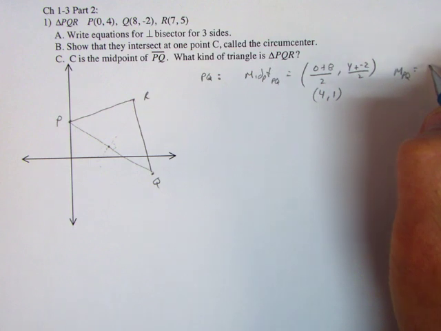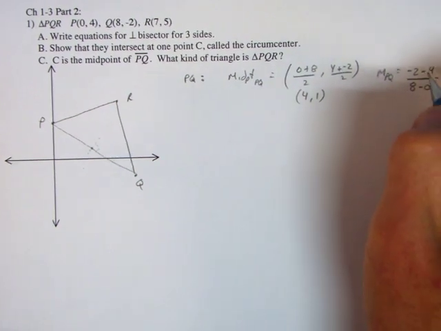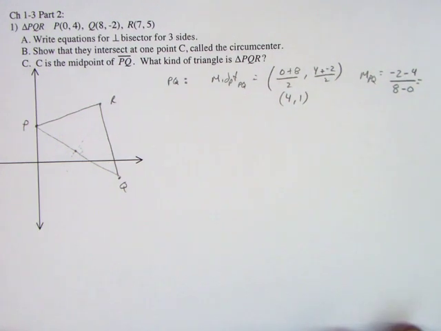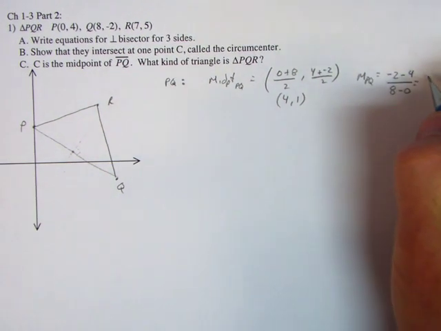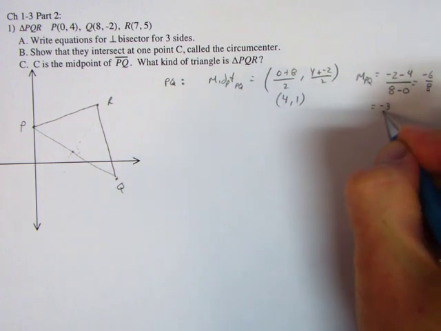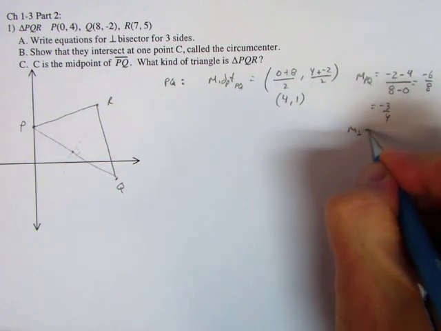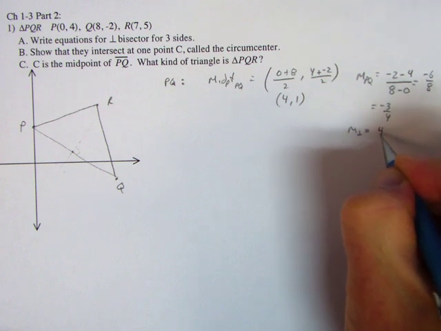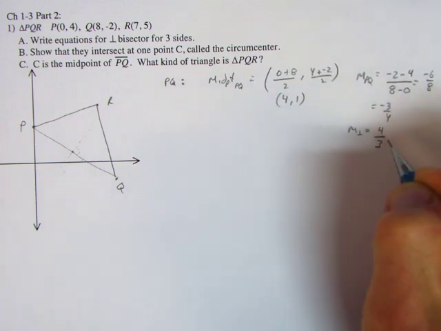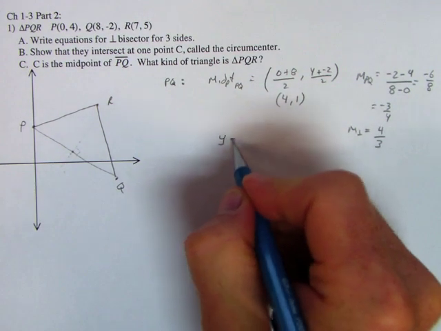We can pick either one to be the x2, y2. -2 minus 4 over 8 minus 0. Now normally I start with the other one. I'm just doing this one to make sure that you see an example. It doesn't really matter though. -6 over 8, so we get -3/4. We don't want -3/4, we want the perpendicular slope, so we'll have 4 over 3.